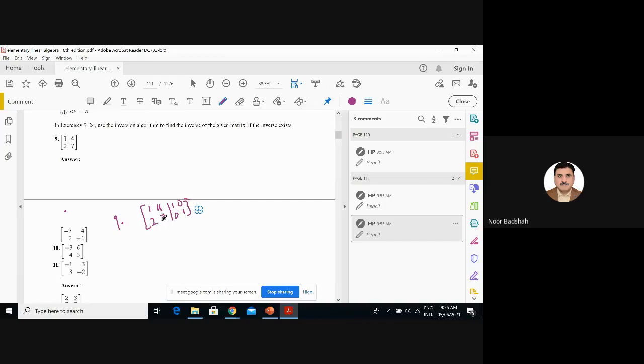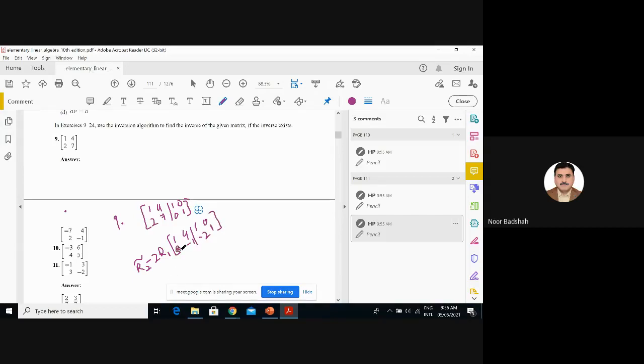Okay, so you convert this into echelon form, reduced echelon form. This is row equivalent to row number 2 minus 2 times row number 1. 1, 4, 1, 0; 2 minus 2 is 0, 7 minus 8 is minus 1, 0 minus 2 is minus 2, and 1 minus 0 is 1 again.